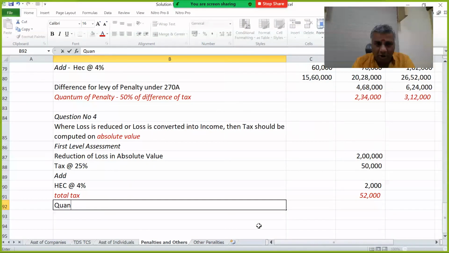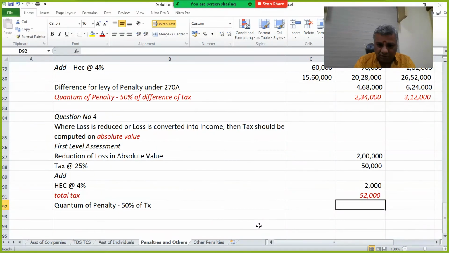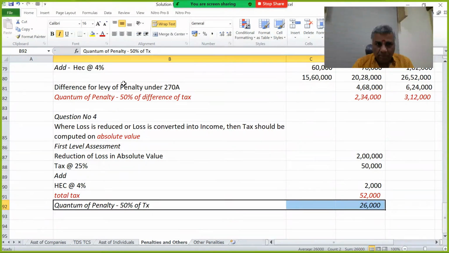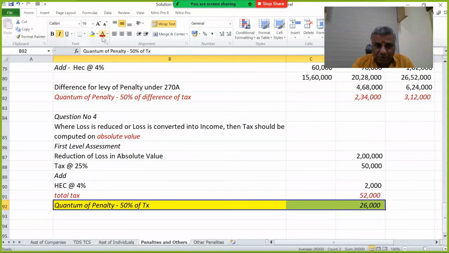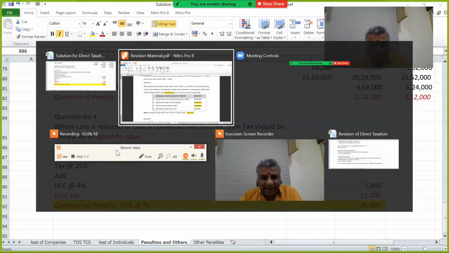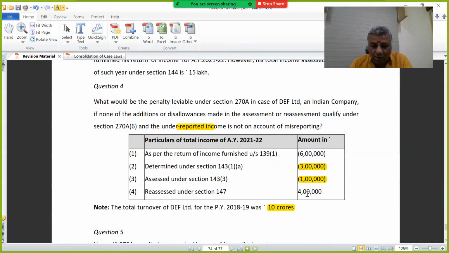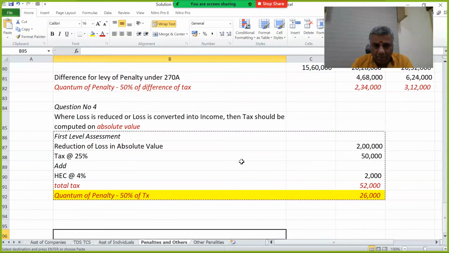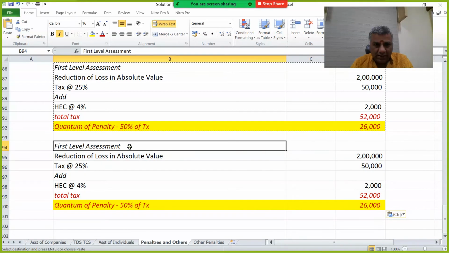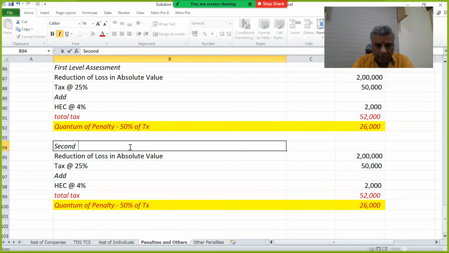Quantum of penalty: 50% of difference of tax. Here 50% of tax, this into 50%, 26,000. So here the penalty will be levied on absolute value. In the second level of assessment, what happens? -1 becomes 4 lakhs. Second level assessment.